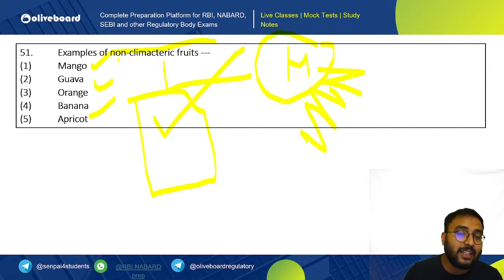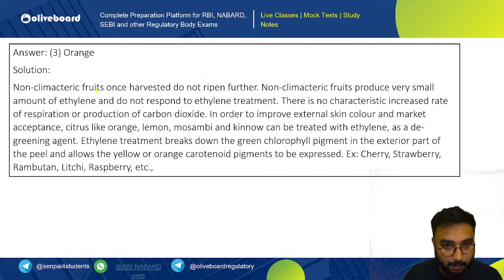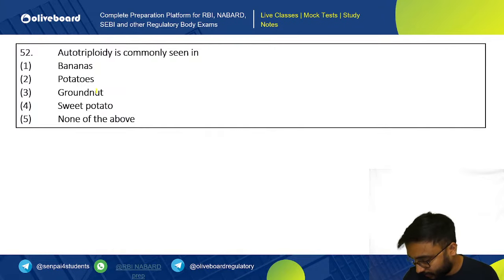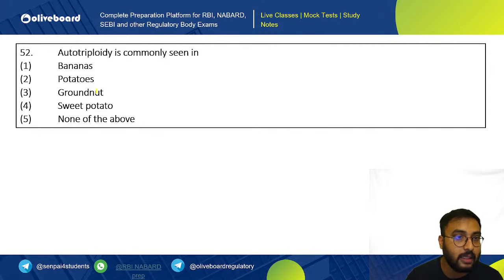So the non-climacteric fruits, which do not ripen after harvest: mango ripens, guava ripens, banana, pluck it green, then it will become yellow. Apricot, yes, pluck it green, it will again ripen. The only thing which doesn't ripen is citrus fruit, that is, orange is the best example. Okay, next. No, apricot, Kirti, wrong answer.